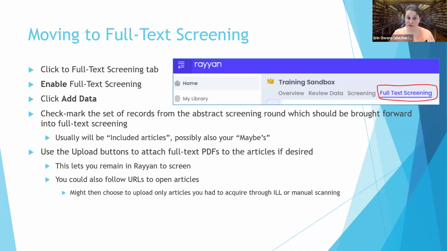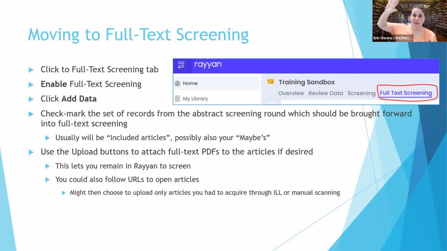The other thing we can do with the full text step is use the upload button to actually attach full text PDFs to the citations. That's kind of an option, to be honest. If you upload the PDFs, you can stay just inside Rayyan and be reading the paper and putting in your decisions. However, the other option is we have URLs in all the citations that'll go back to the database where you found the paper. So you could choose to use those URLs.